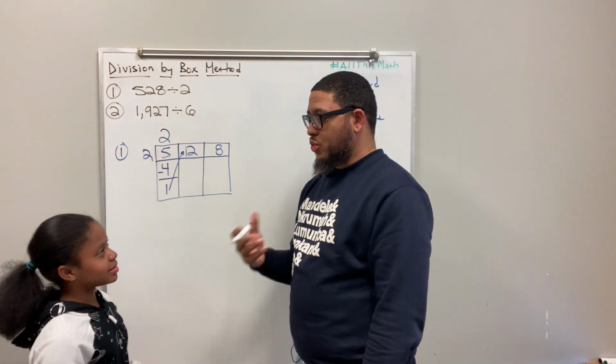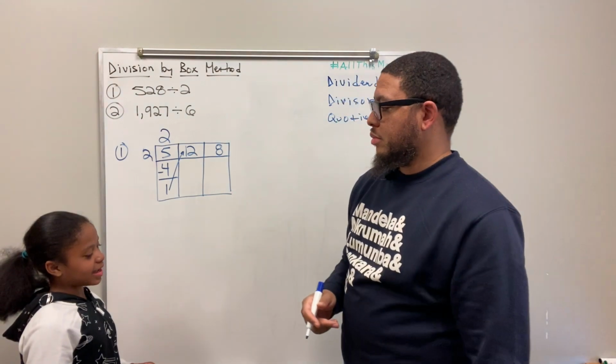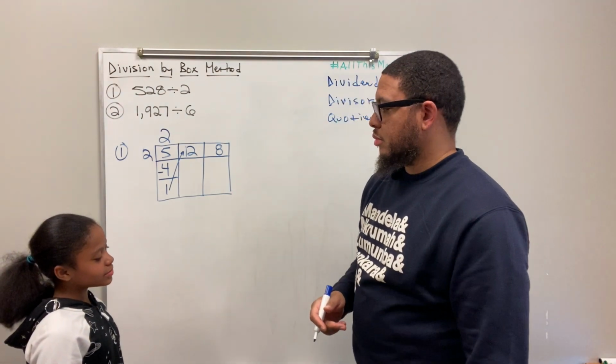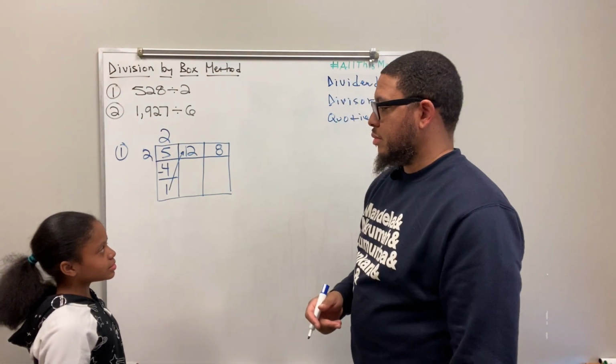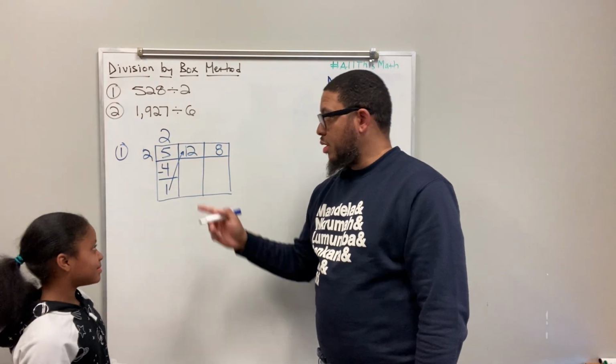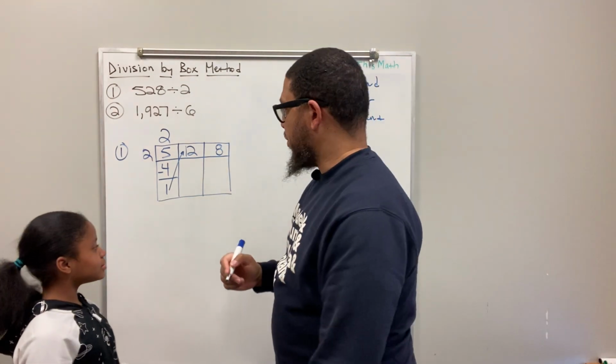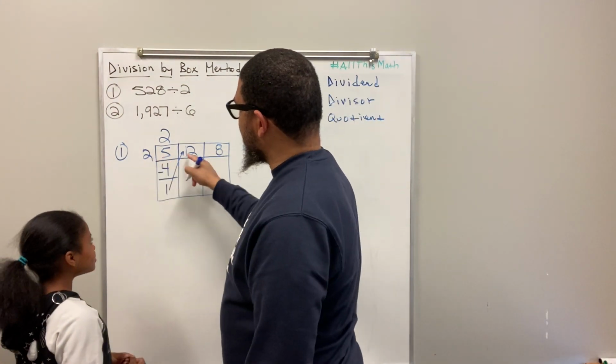Or 2 times what equals 12? 2 times 6. Yes, 12 happens to be a multiple of 2. So 2 goes into 12 evenly, actually, right? So 2 goes into 12 6 times.